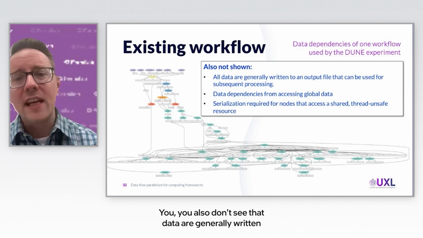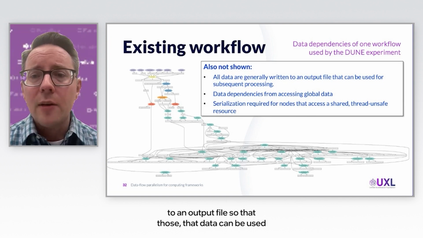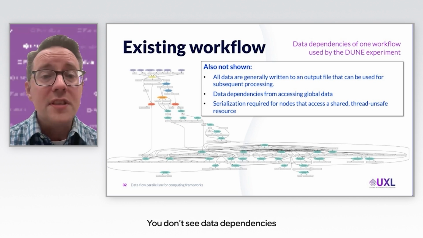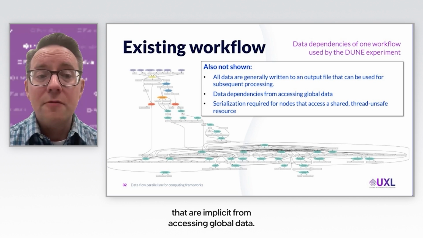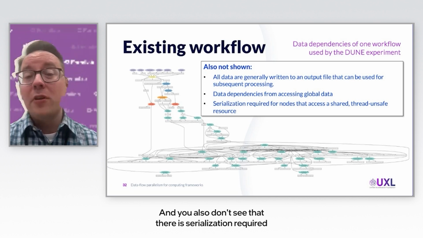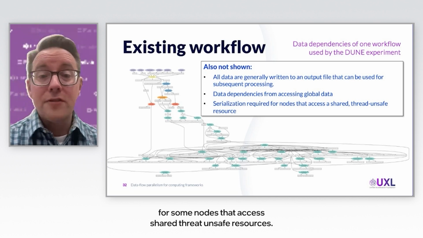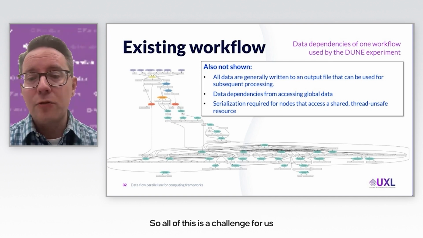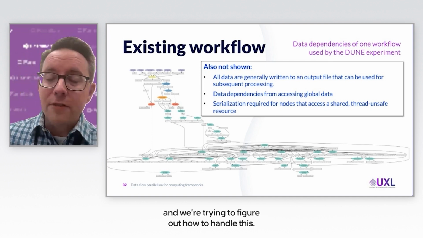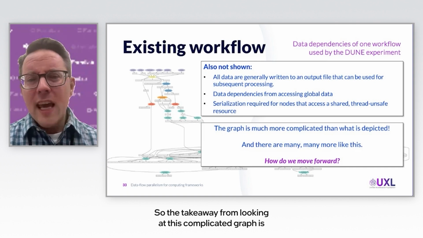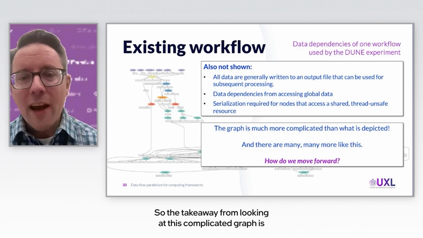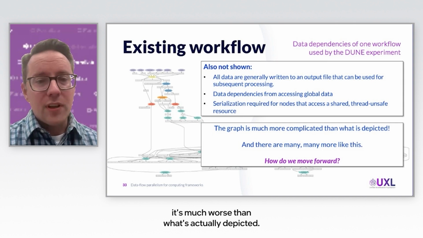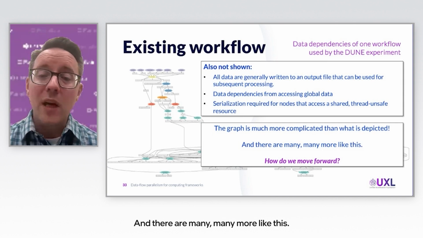You also don't see that data are generally written to an output file so that that data can be used for subsequent processing. You don't see data dependencies that are implicit from accessing global data. And you also don't see that there is serialization required for some nodes that access shared thread unsafe resources. So all of this is a challenge for us, and we're trying to figure out how to handle this. So the takeaway from looking at this complicated graph is, as complicated as it may seem, it's much worse than what's actually depicted. And there are many, many more like this.